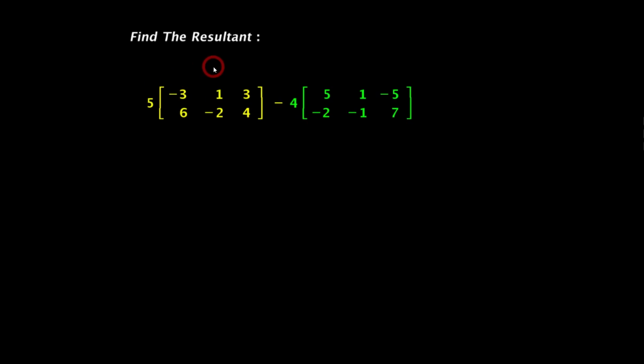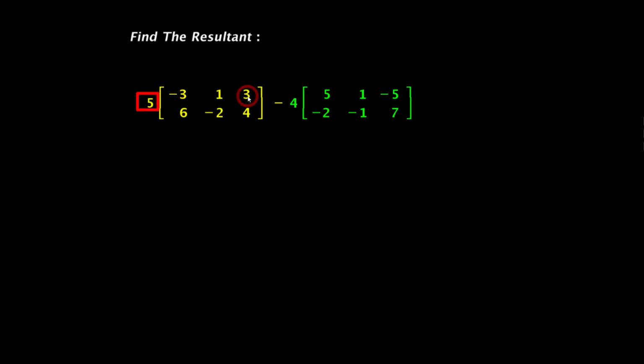Now we have an example. It's called find the resultant, or we can say simplify the matrices. We have the yellow matrix, which is 5 times the matrix, minus 4 times the other matrix. We did it before. Basically, this 5 should be multiplied with 3, this 5 with 1, and this 5 with the other 3, and we keep each value in its position.